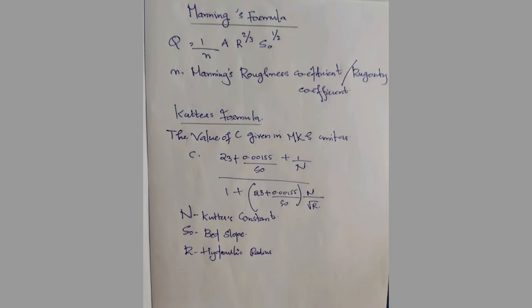Next is Kutter's formula. The value of C given in MKS units as C equal to [23 plus 0.00155 by S0 plus 1 by N] divided by [1 plus (23 plus 0.00155 by S0) into N by root R]. Here N is a constant known as Kutter's constant, S0 is the bed slope, and R is the hydraulic radius.